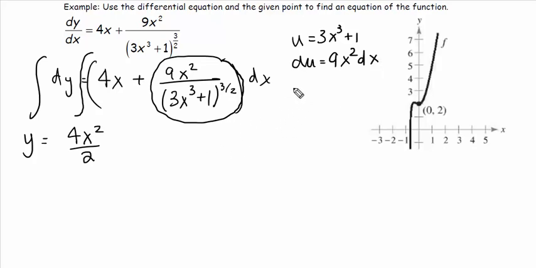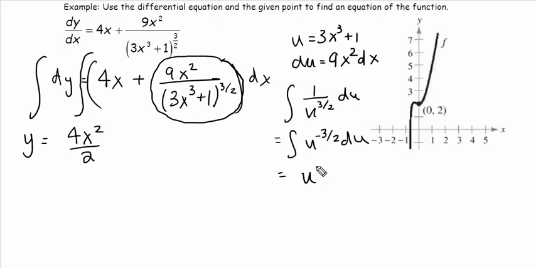So I have the integral of 1 over u to the 3 halves du, or the integral of u to the negative 3 halves du. And then if I find the antiderivative, I have to write it as u to the negative 1 half over negative 1 half plus c, because these are not definite integrals: we weren't given a lower and an upper limit of integration here.